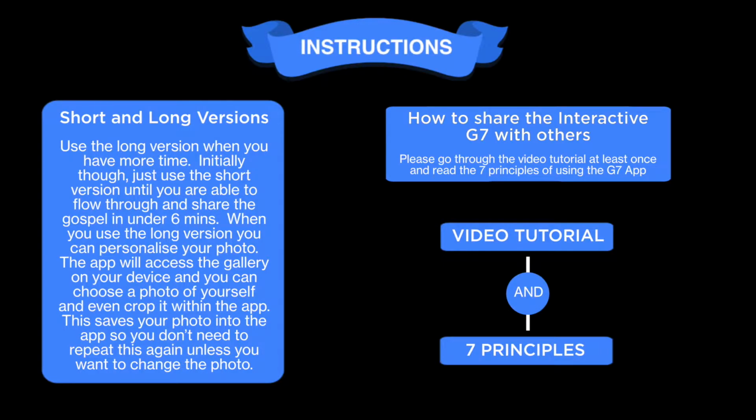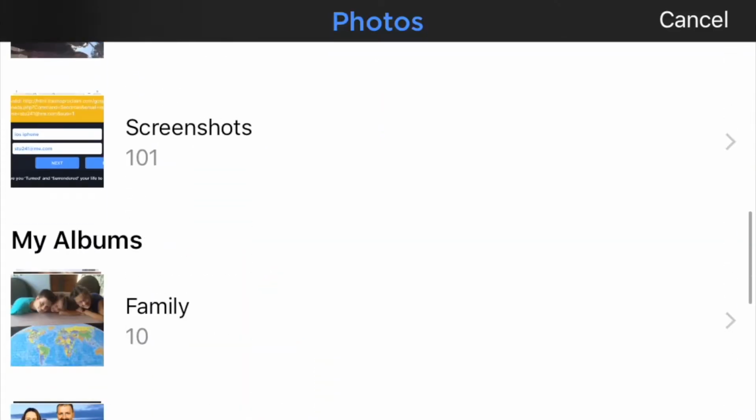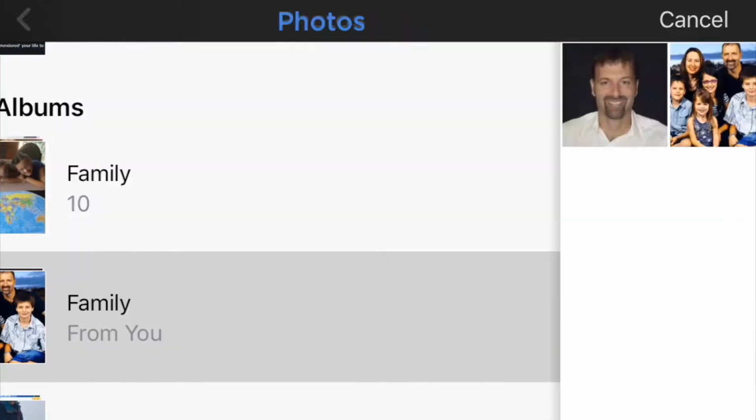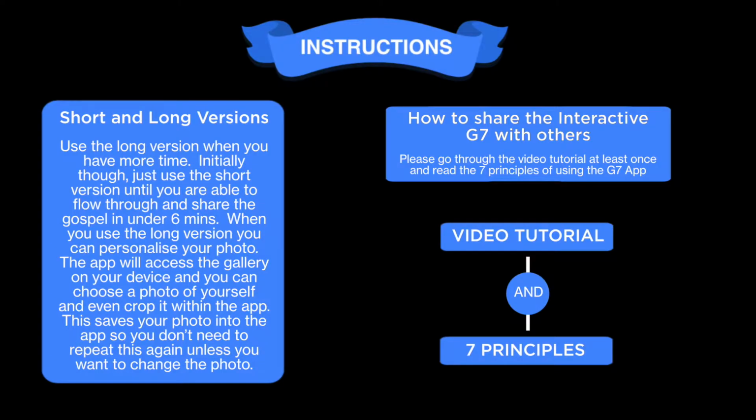When you come to instructions, it'll talk about how you can personalize your photo, which is only under the long version. And it accesses the gallery on your device. So when you're going through the long version, it displays your photos, which looks like your own custom app, which is a great feature. Now you'll notice there's also a video tutorial, which is what you're watching at the moment, and the 7 principles.